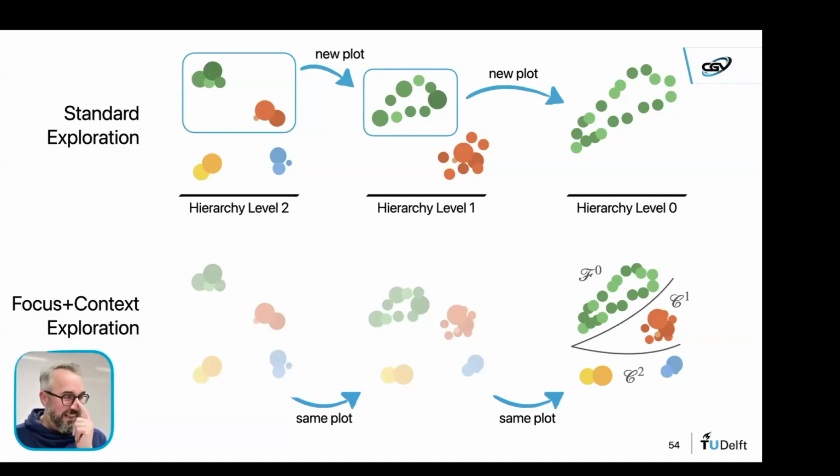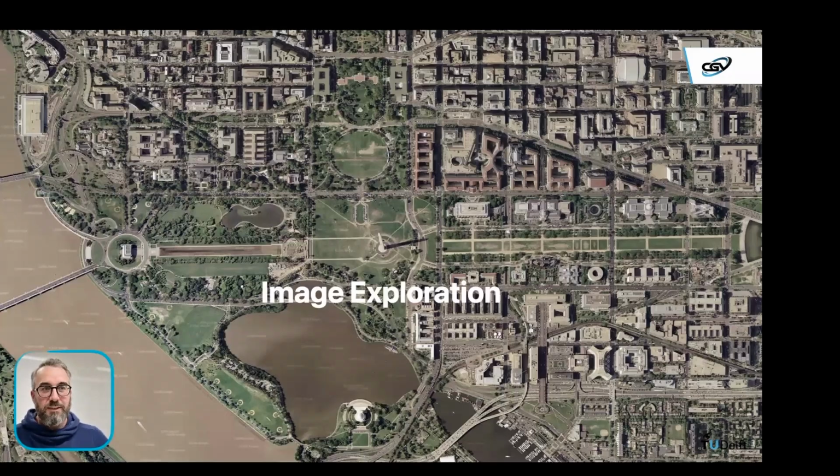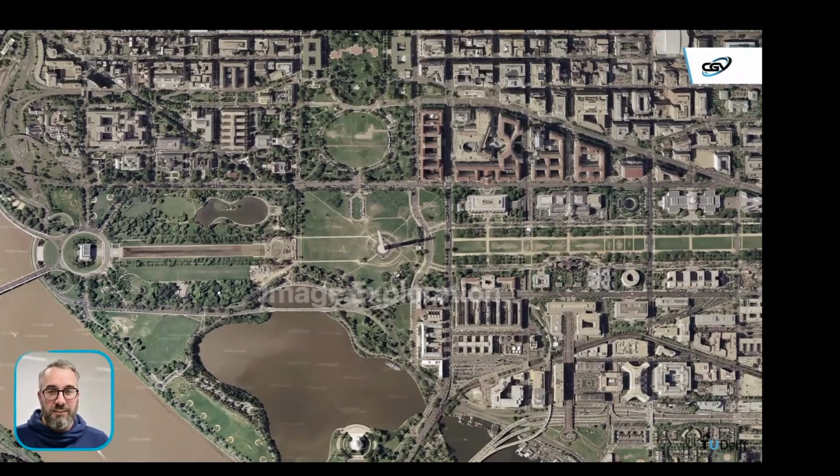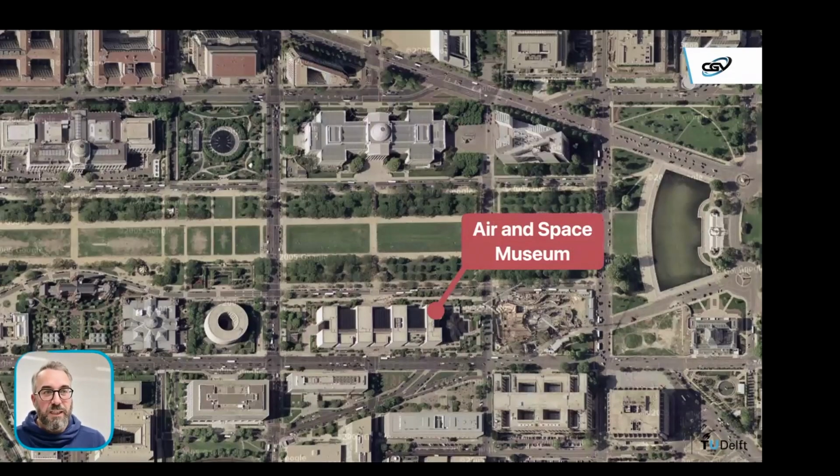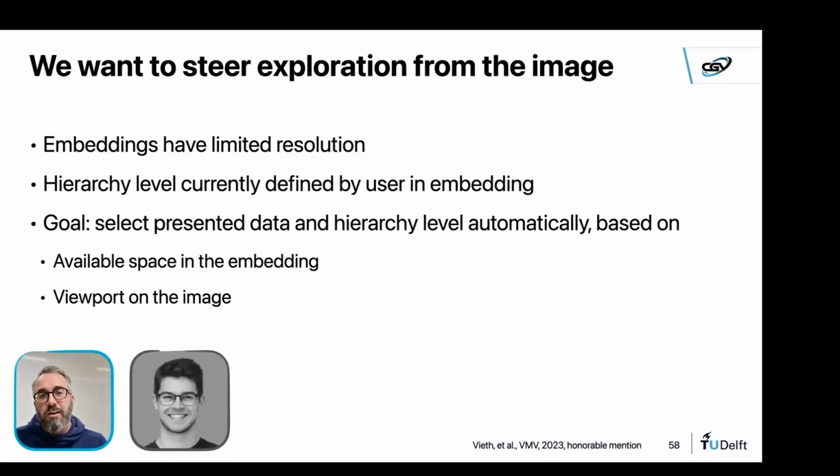So I just want to show one more thing here, in this image space. Right now we did all of the exploration through the embeddings. But if you think about image exploration, you would have an image like this. You want to zoom, you would pan in the image, you might want to do annotations in there, but you mainly interact with the image and not so much with the embedding. So again, with Alexander, we looked into how we can steer the exploration of these hierarchical embeddings directly through the image interactions.